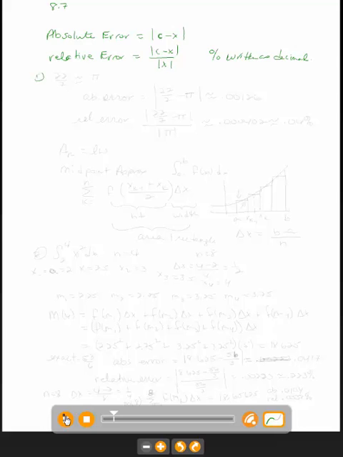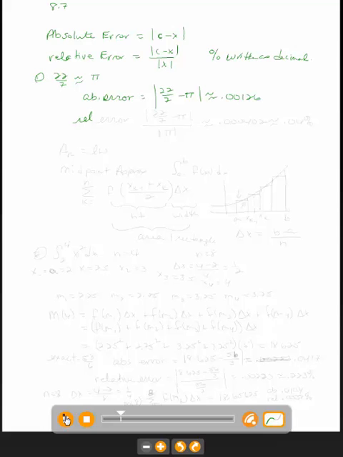So for example 1, when it says, the ancient Greeks used 22/7 to approximate the value of pi, determine the absolute and the relative error of this approximation to pi. Okay, so absolute error is going to be 22/7 minus pi. If you put that in your calculator, and your calculator is using many decimals for pi, you get 0.00126 is the absolute error.